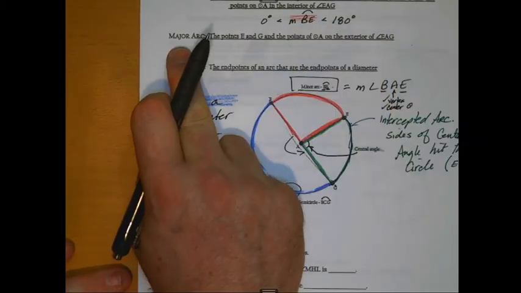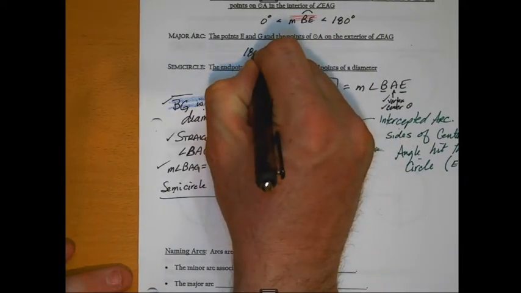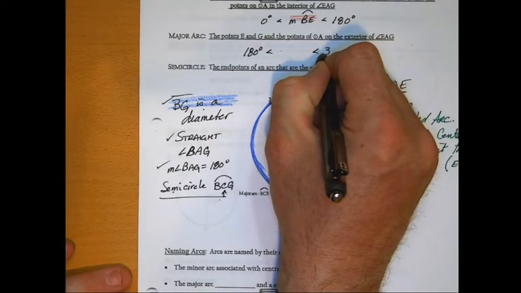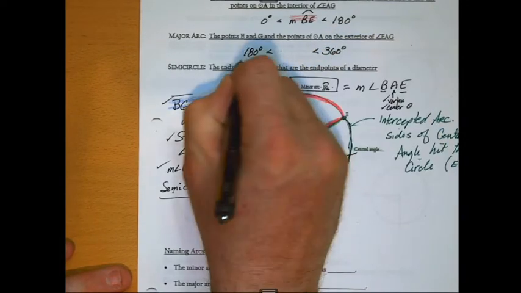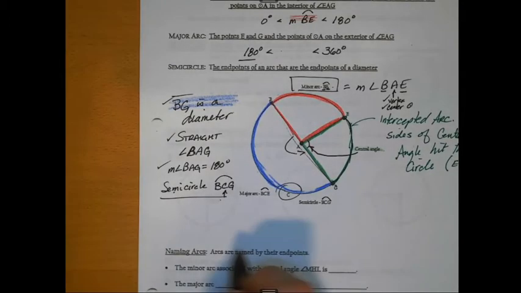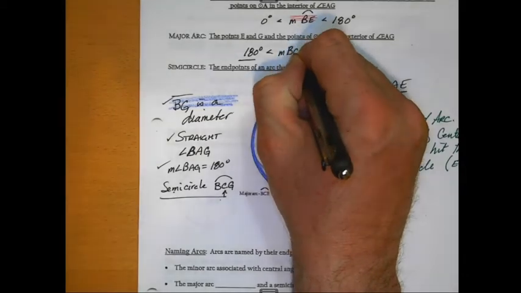A major arc is going to be greater than 180 degrees but less than 360 degrees. 180 degrees is a semicircle, and 360 degrees is all the way around, so you could go up to 359 degrees. That would be a major arc. So in this case, a major arc I said was BCE, the measure of arc BCE.